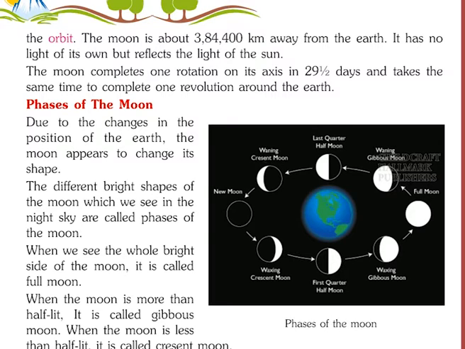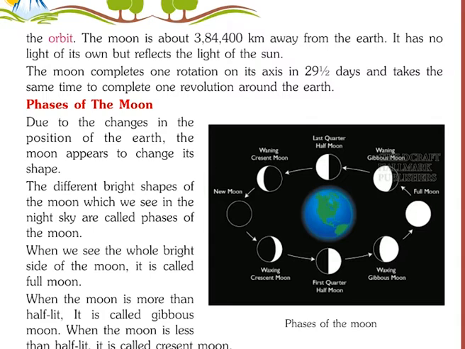The Moon completes one rotation on its axis in 29.5 days and takes the same time to complete one revolution around the Earth. Phases of the Moon. Due to the changes in the position of the Earth, the Moon appears to change its shape. The different bright shapes of the Moon which we see in the night sky are called phases of the Moon.